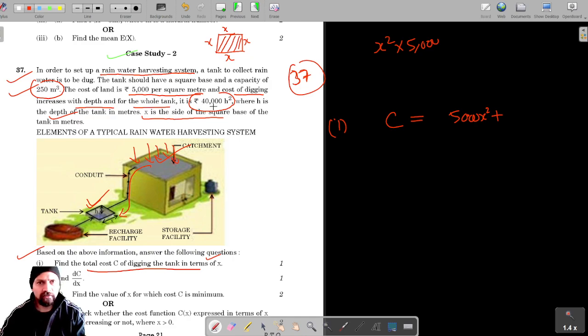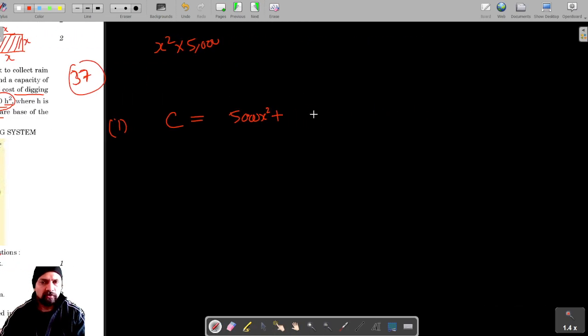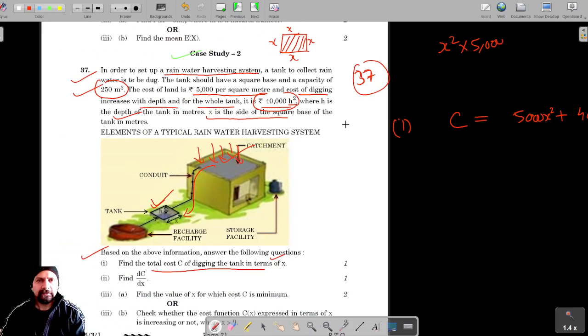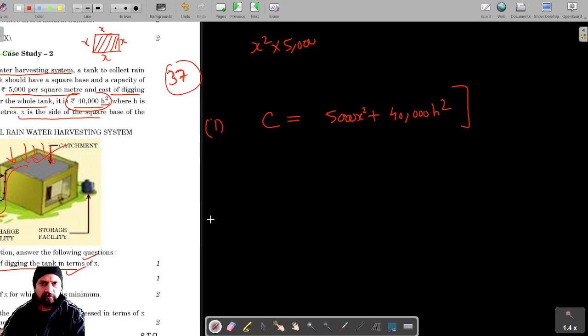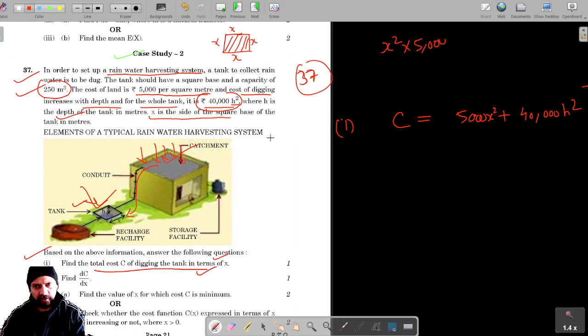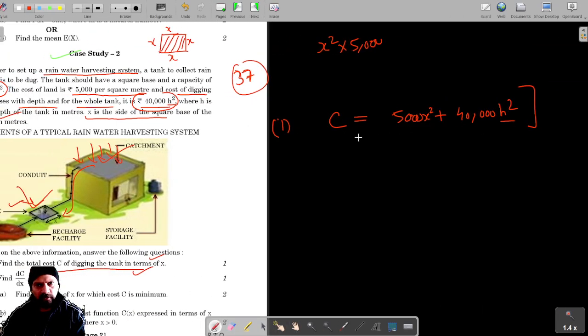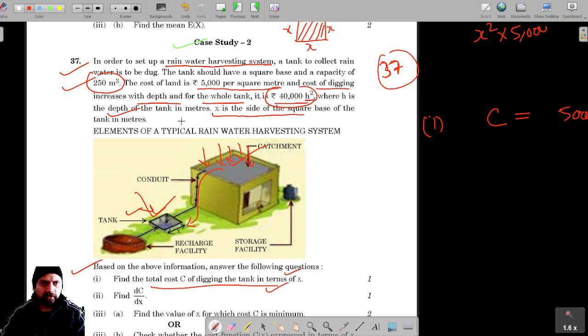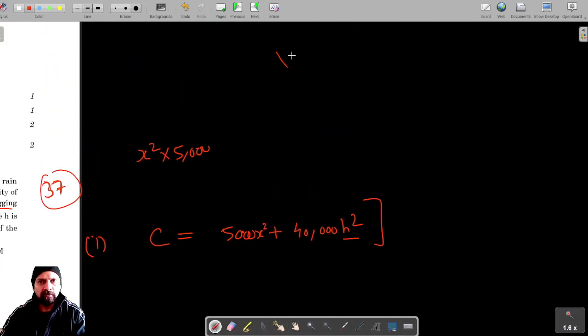Now we have to find the cost of digging, and it's given that for the whole tank the cost of digging increases with the depth, and if h is the depth, then the cost of digging is rupees 40,000 into h square. So this is 40,000 into h square. This is the cost of the tank, but this has to be all in terms of x, and for that h has to be converted into x, and to convert this into x we have to make use of what is given in the question. It's given that the volume is 250 meter cube.